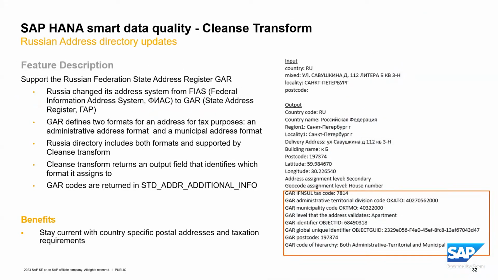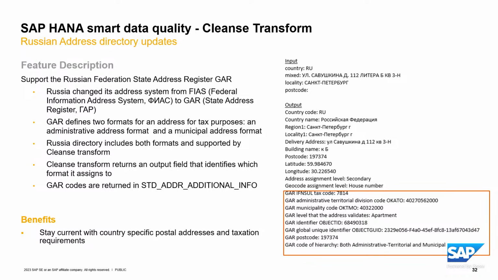With SDQ, we made some changes for the Russian address directory updates. Russia has changed its address system from FIAS, which is the Federal Information Address System, to GAR, which is the State Address Register. This forced us to make some enhancements to our directories as well as to our software.